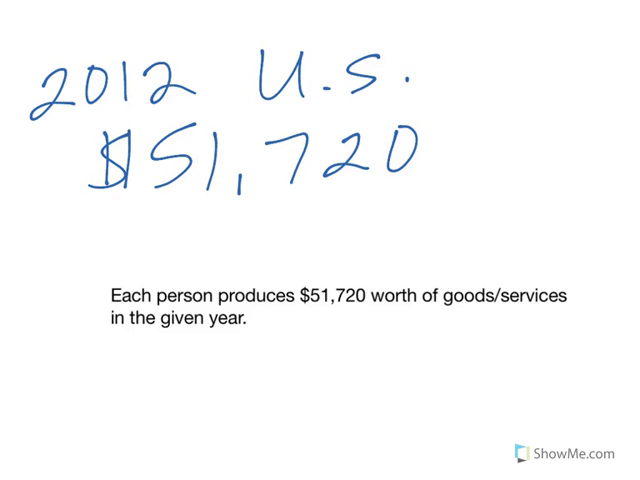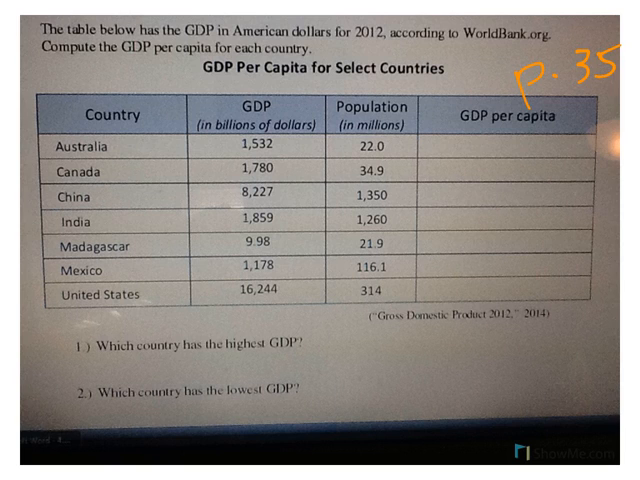On page 35, and I know you're excited about it, but page 35 is the last page in this section. We're going to play with a little gross domestic product. Okay, so remember gross domestic product per capita takes your total GDP and divides it by the population. So let's play with Australia here. So Australia, notice in billions. What does billions mean? Billions means 10 to the 9, and millions means 10 to the 6. So let's come back to that.